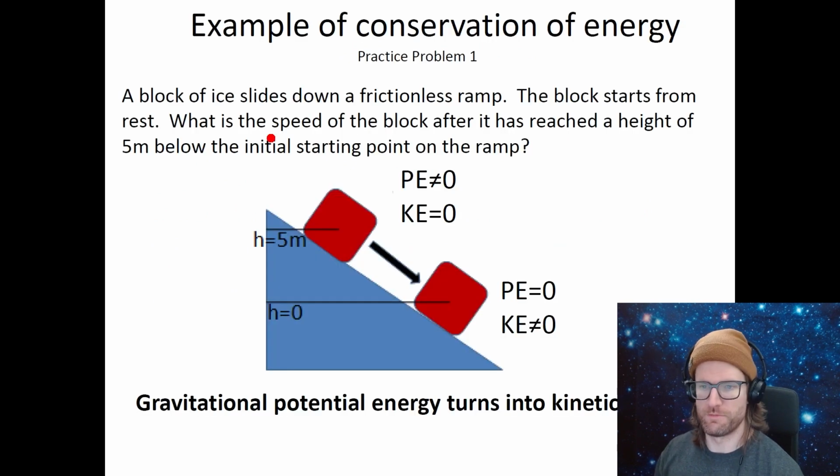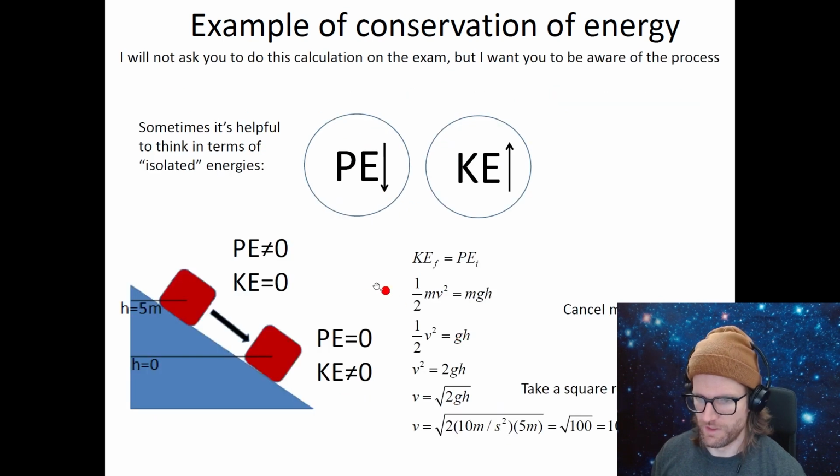Okay, let's do some practice problems. Example of conservation of energy. A block of ice slides down a frictionless ramp, so no energy lost due to friction. The block starts from rest. What is the speed of the block after it has reached a height of 5 meters below the initial starting point on the ramp? Okay, so this is height at 5. At this starting point, no kinetic energy. Potential energy is not 0. And at the end, potential energy is 0 because it's at the reference point. And kinetic energy is not 0. Okay, so gravitational potential energy turns into kinetic energy. Let's get some numbers here.